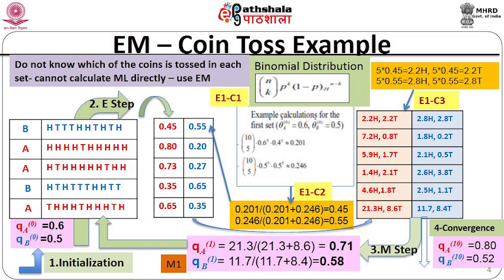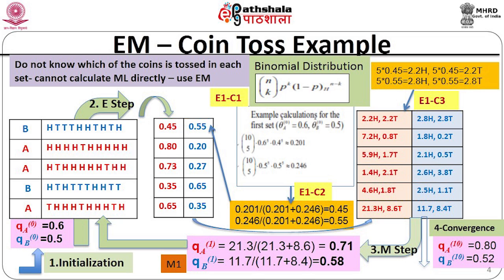So, the initialization we have to do. We do not know which of the coins is tossed in each set, so you cannot calculate the maximum likelihood directly. In such a case, we have to use the EM. The situation where we have to use the EM is when we do not know which of the coins is tossed. This table here seems to tell you that the first is blue. No, we have just taken the example from there.